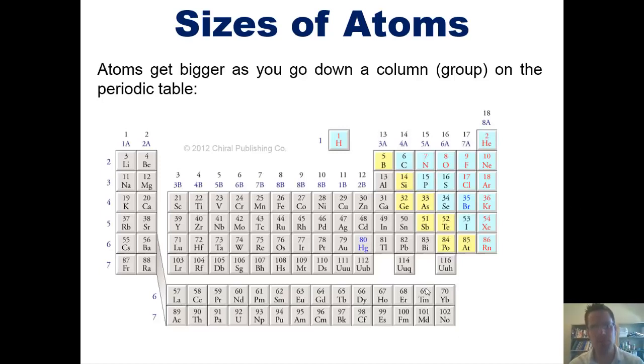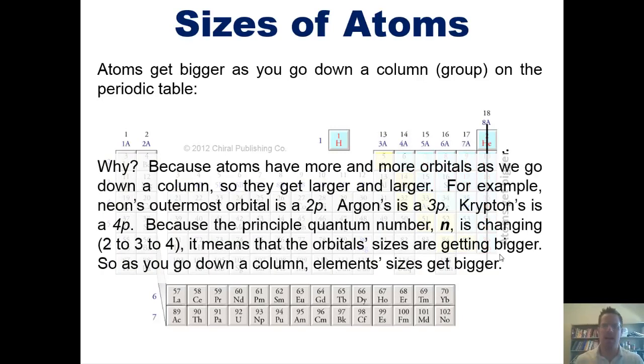As it turns out, atoms get bigger as you go down a column or a group on the periodic table. Why? Well, because atoms, as you go down a column on the periodic table, have more and more orbitals and more electrons. Hence, they get larger and larger.